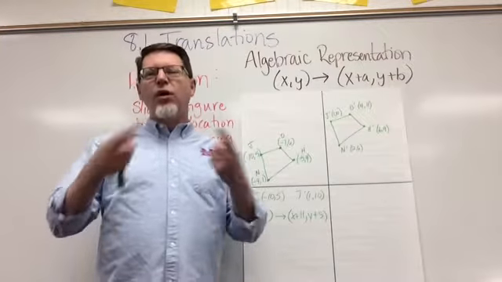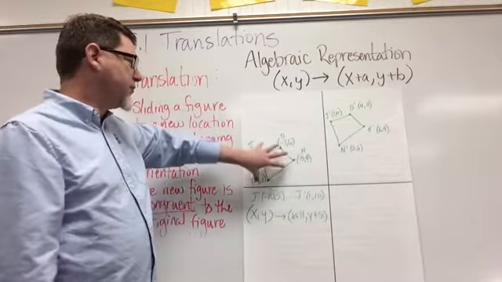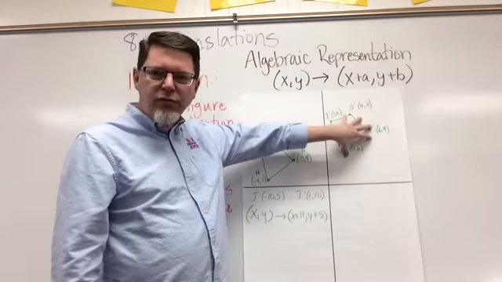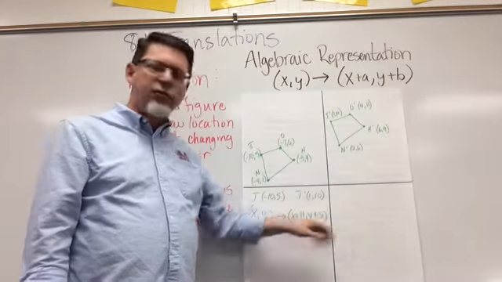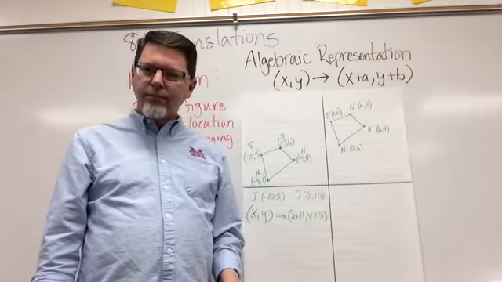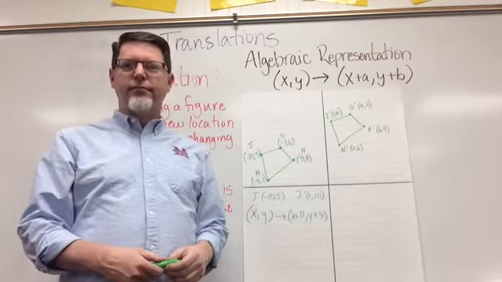Okay? So one of the tricks in a translation is figuring out what the algebraic representation is. What did I do to get from this figure to my new figure? I added 11 to the x's and 5 to the y's. Like I said, sometimes you subtract, we'll see one of those in a minute.